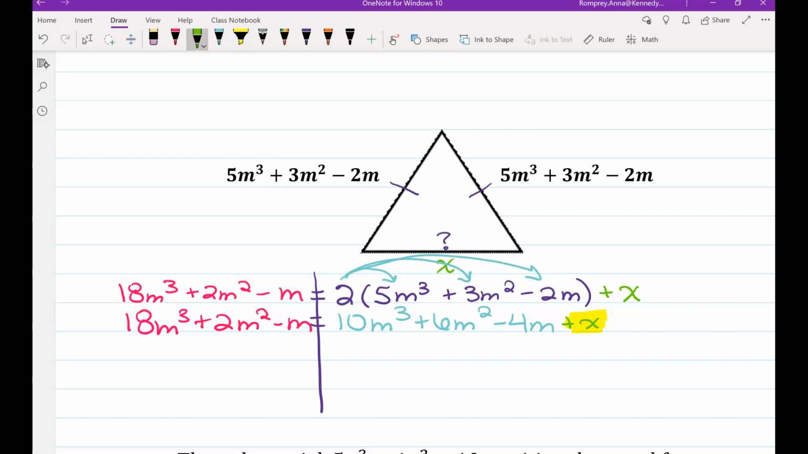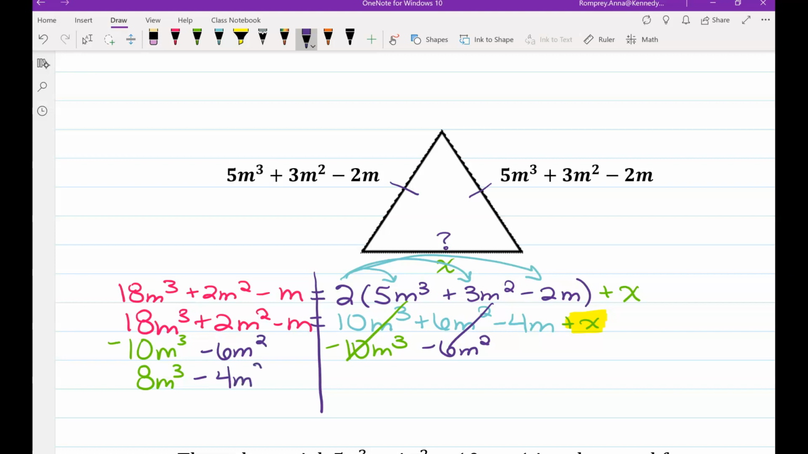So first, I'm going to cancel out this positive 10m cubed. So the inverse would be a negative 10m cubed. So I'm going to subtract 10m cubed using that subtraction property of equality. So we are left with 8m cubed. Okay, I'm just going to keep going. So then we've got a 6m squared, so it's positive, so I'm going to subtract 6m squared from both sides. Same thing, subtraction property of equality. So positive 2 minus 6 leaves me with negative 4m squared.